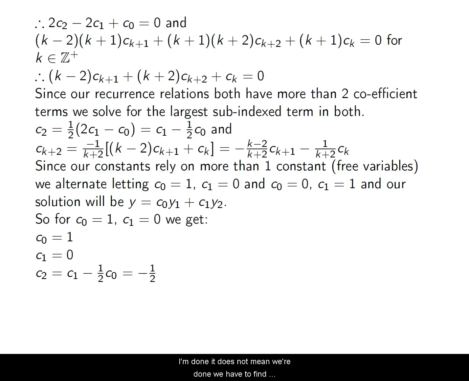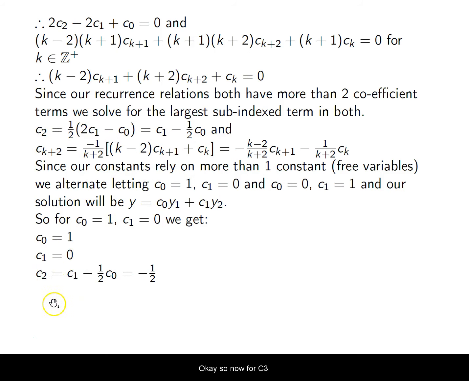Now you might be saying, well, that's nice. Does that mean I'm done? No, it does not mean we're done. We have to find the rest of our terms. We need to use this recurrence relation. So when I said 4 or 5, I meant 4 or 5 using this recurrence relation. This just helps us to get started. Okay. So from now on, I've used this C2 as much as I can.